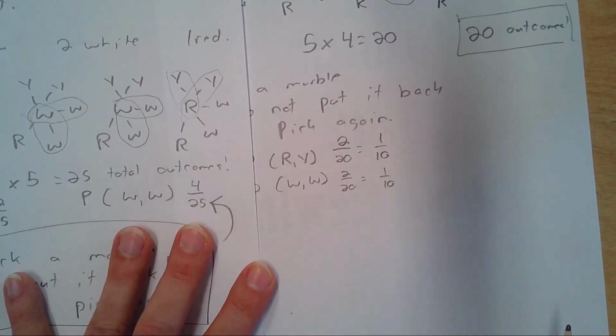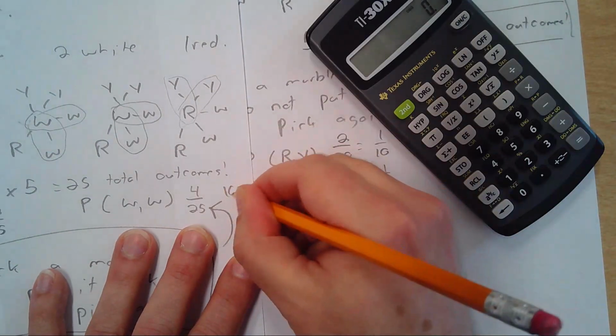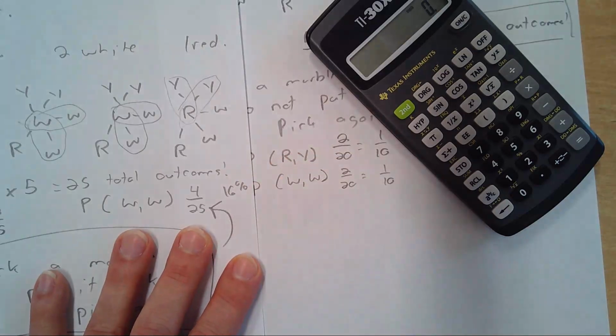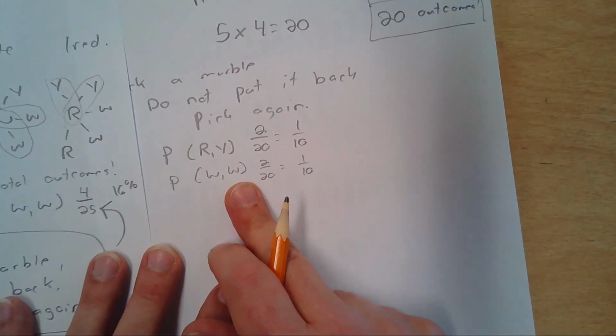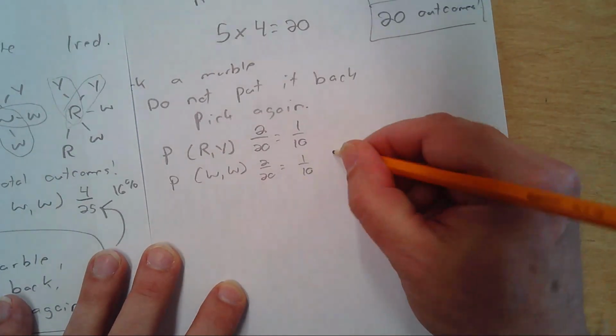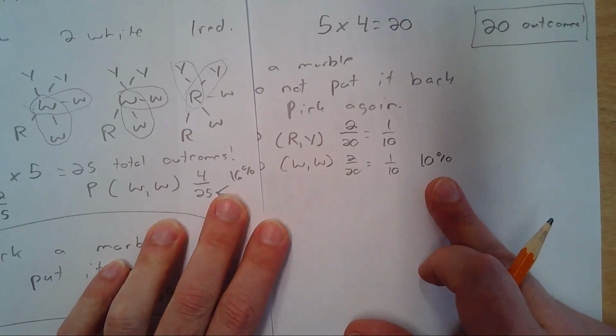If I turn it into a decimal here, this is 16%. I can tell you that right now. 4 divided by 25 is 0.16 or 16%. But if I don't put it back in the bag, 2/20ths, this is 10%. Not as likely to happen. And you would expect that to be the case. If I don't put one of the white marbles back, the odds of me getting white, white are probably going to drop, right? And they will drop from 16% down to 10%.